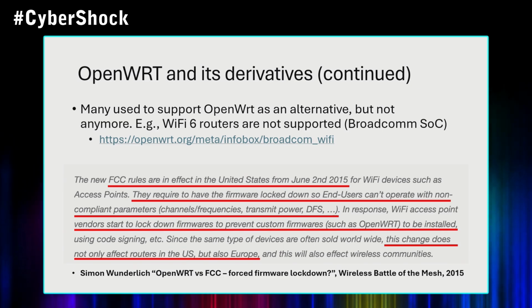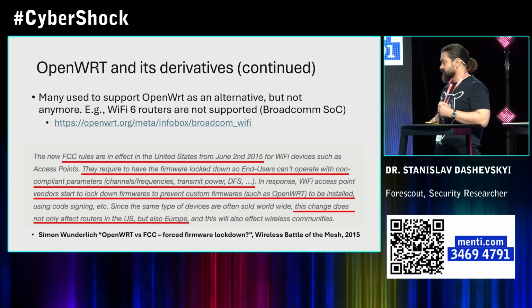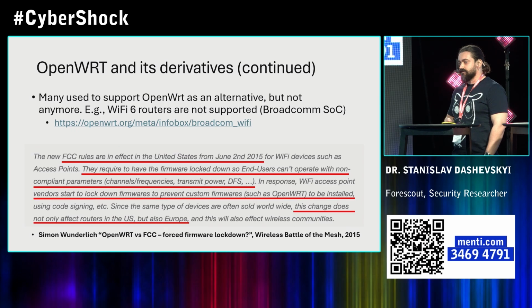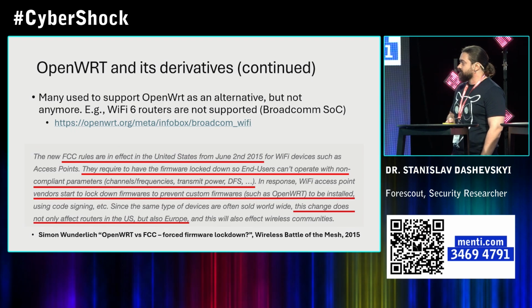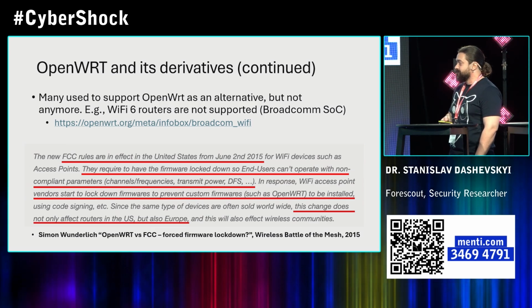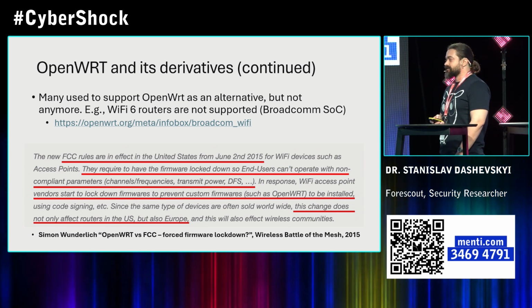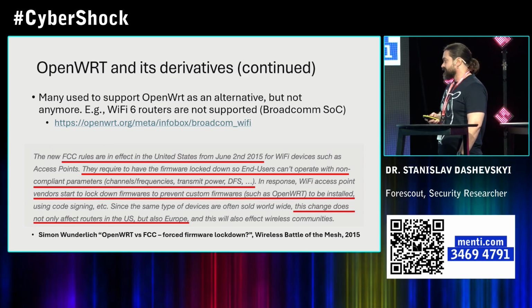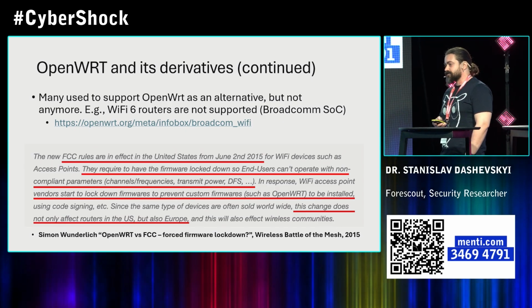So there's no support for that. So vendors have to find a workaround by creating their own forks. And there was also a very nice presentation 10 years ago by Simon Wunderlich about the new FCC, that is the Federal Communications Commission of the US. They basically initiated a regulation which required the firmware vendors to lock down their firmware to prevent users from tinkering with some non-compliant parameters like the Wi-Fi frequency and whatnot. And they especially forbade these vendors to make it possible to install a custom firmware such as OpenWRT.